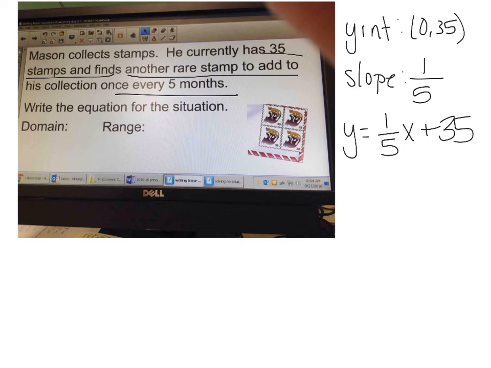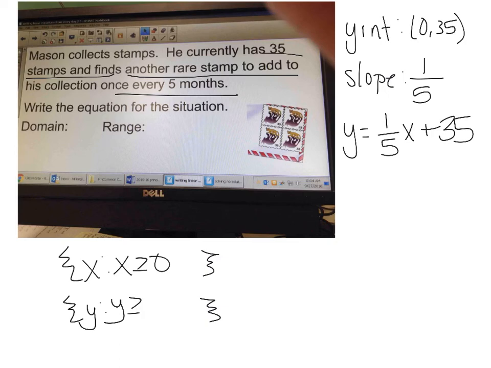And then for your domain and range, you need to decide if it has a starting and a stopping point or just a starting point. And Mason could essentially keep collecting stamps forever. So it does not have a stopping point. So the least number of months we're talking about is 0. And the least amount of stamps we're talking about is 35.